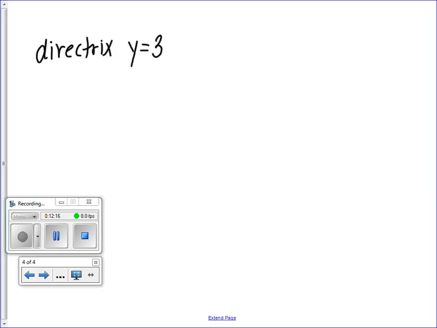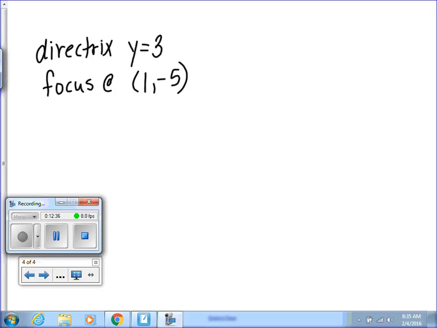Yeah. All right, we have a directrix at y equals 3 and a focus at 1, negative 5. All right, I want you to come up with the vertex form of the equation for this. Okay, so can anybody tell me which way does this open? It opens down. All right, it opens down. So with my HK, which one of them changed? The Y changed?